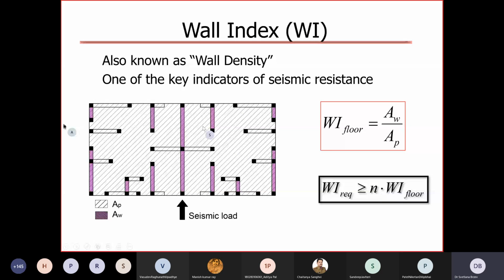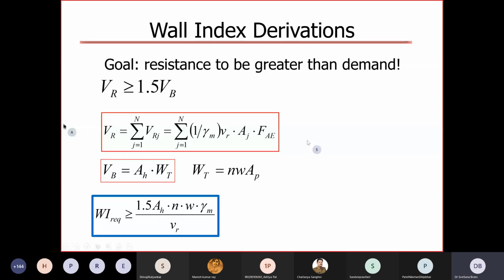So if you have more stories, we need more walls. It makes sense because the seismic force at the ground floor would be much higher, isn't it so? Therefore, the required index for buildings is equal to the number of stories times the wall index per floor. And so these are derivations of how it was done for India. We have seismic base shear force, which is equal to the seismic coefficient times the seismic weight. And through derivations, we can obtain the required wall index for the whole building, which takes into account the number of stories.